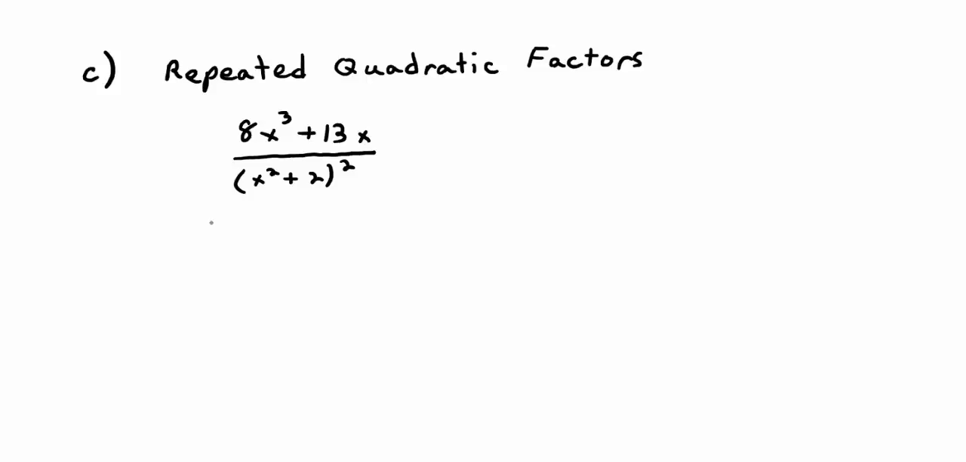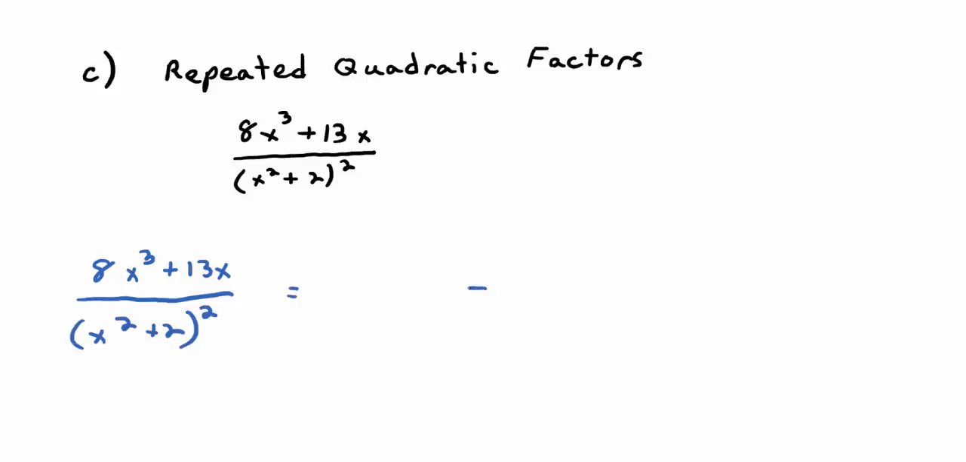It's as factored as it's going to get. So that x squared plus 2 is an irreducible quadratic factor. Okay? But it is repeated, right? Because you have that outside exponent of 2. All right, so we're going to set up the decomposition. 8x cubed plus 13x, just recopying what I'm given, divided by x squared plus 2 quantity squared.